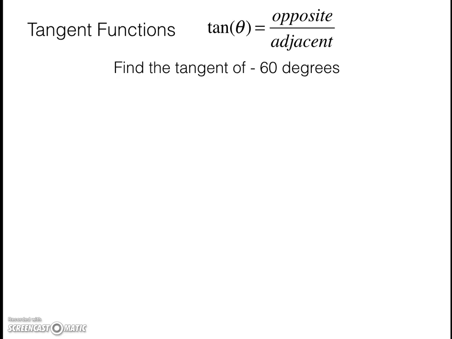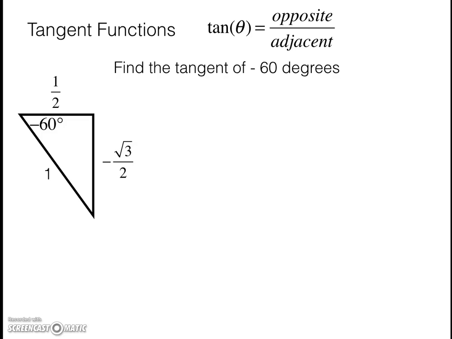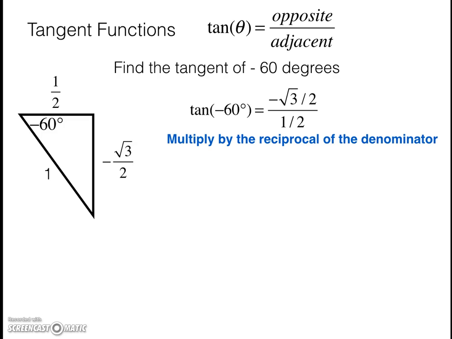The tangent of negative 60 degrees, we're going to draw our reference triangle. This time we're going to be in the fourth quadrant since we are rotating 60 degrees in the clockwise direction. So that means the x value is going to be positive 1/2 and the y value is going to be negative radical 3/2. I'm going to multiply by the reciprocal of the denominator in order to simplify the fraction, and then we get the tangent of negative 60 degrees is equal to negative radical 3. This one doesn't need to be rationalized since we don't have a denominator.